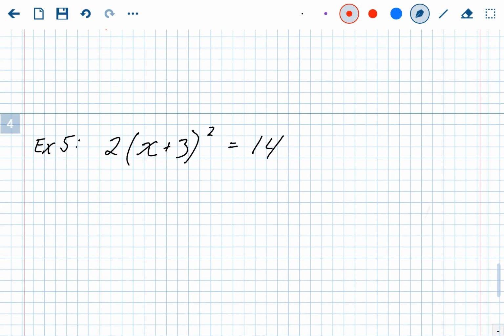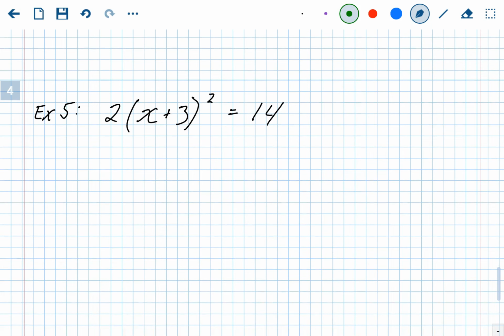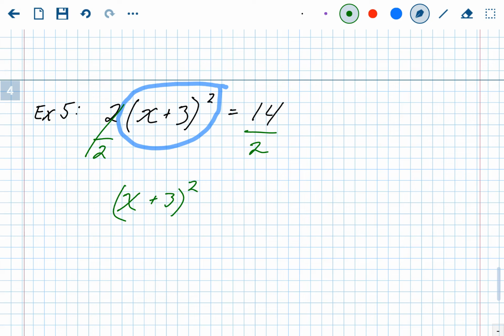Okay, we'll do a couple more. Isolate the squared part. Usually it's a plus or a minus. This time it's a 2 out front that we're going to have to get rid of. So we'll divide both sides by 2. Leaves behind x plus 3 squared equals 7. Step 1 is done. Move on to step 2, which is square root both sides. Square root and the square cancel out.